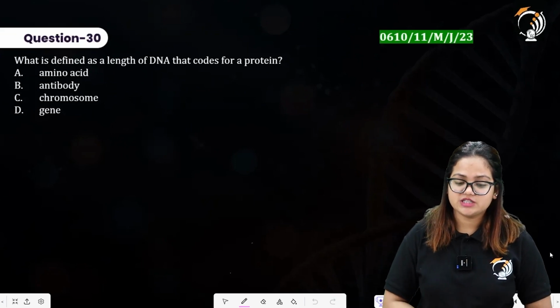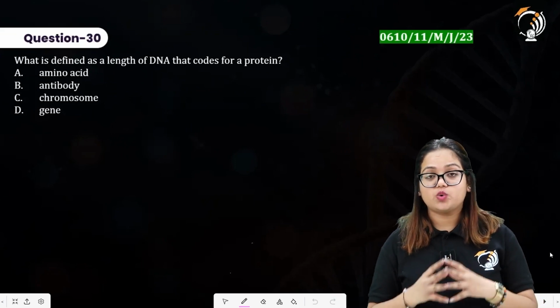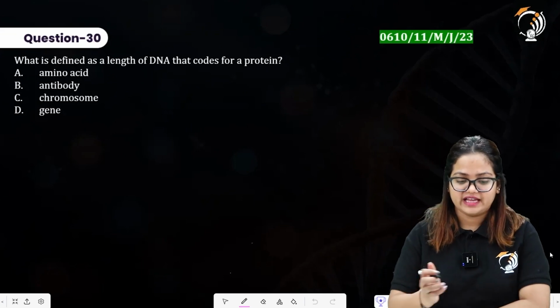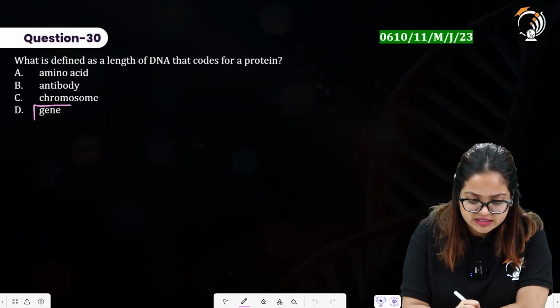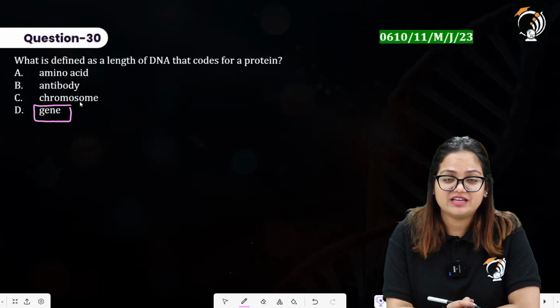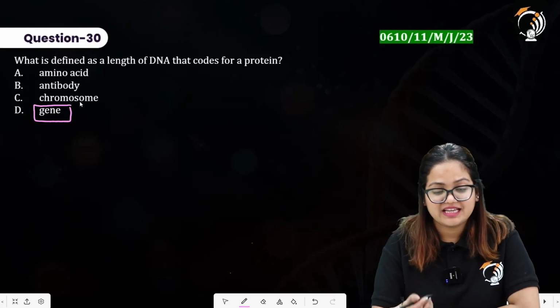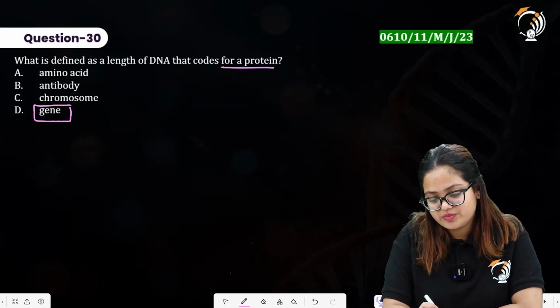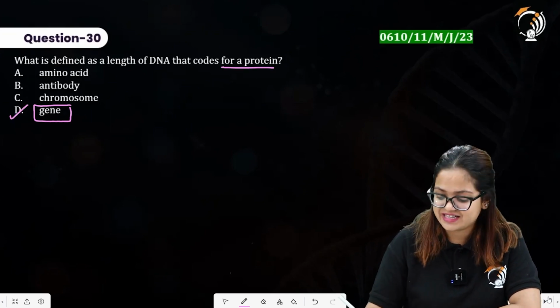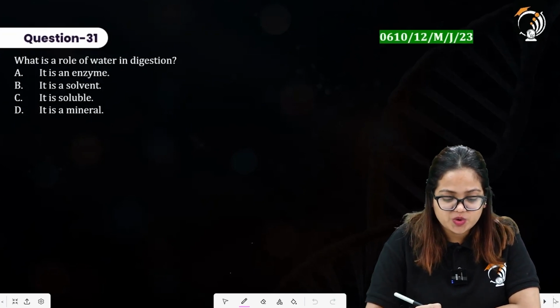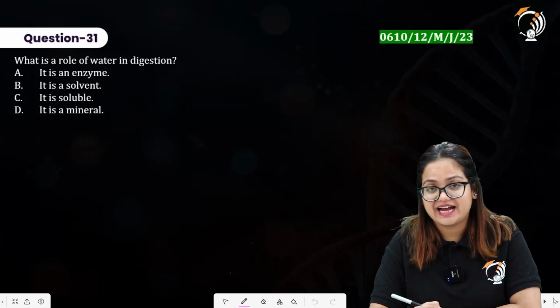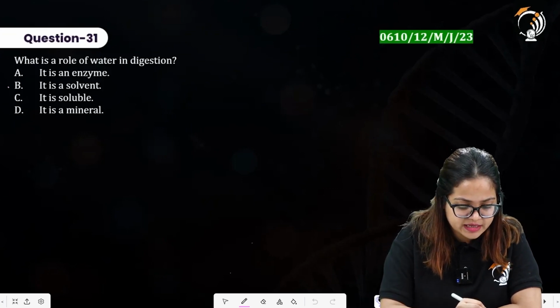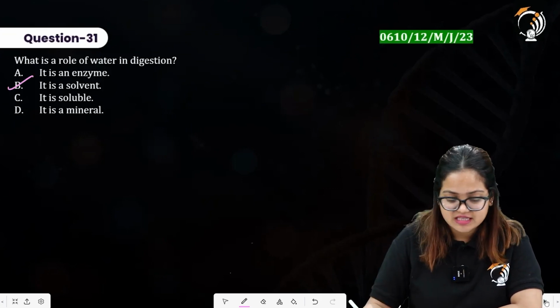Question number 30 here says what is defined as the length of DNA that codes for a protein? And this is the statement of a gene. That a gene is a segment of DNA, or you can say is defined as the length of DNA that codes for a protein. Option D here is our right answer. Then we have what is the role of water in digestion? So it is acting as a solvent. Option B here is our right answer.